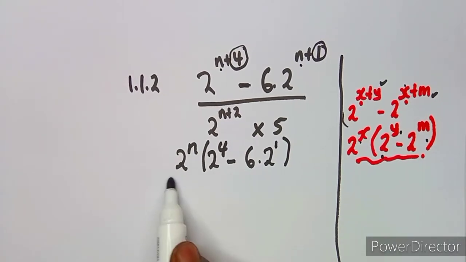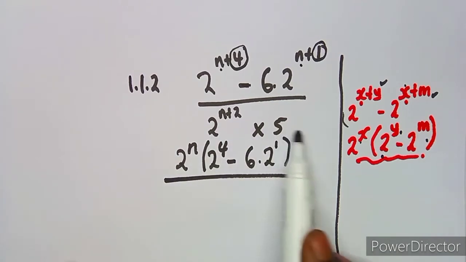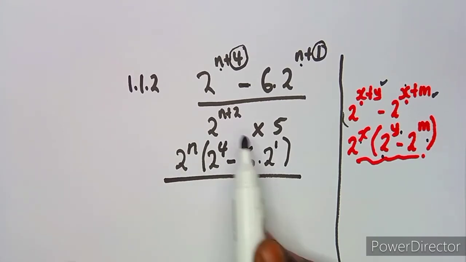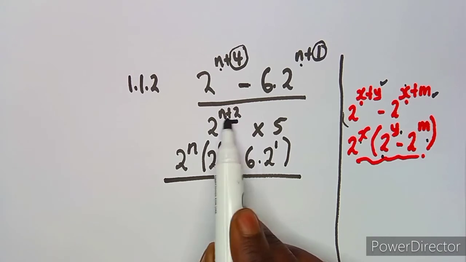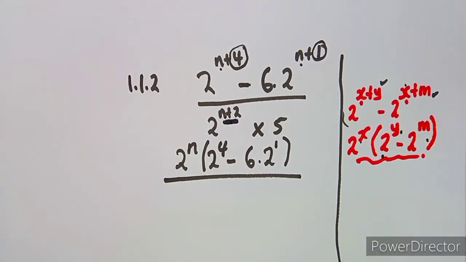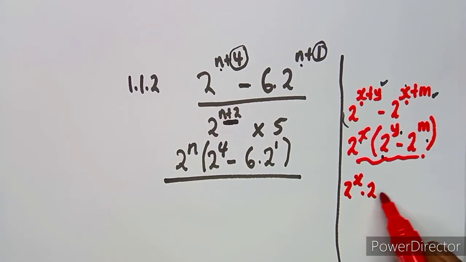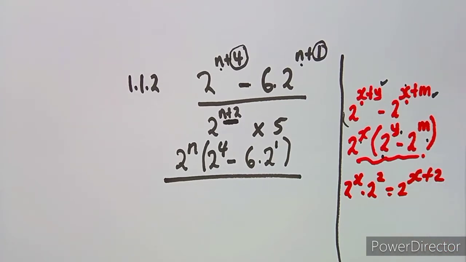Let's move on and see what we have here. On this part, there's nothing that is common. We are multiplying, but from our laws of exponents, we know what made you add these two, is because you were multiplying 2 to the exponent of x by 2 to the exponent of 2. That is why you ended up adding the exponents.